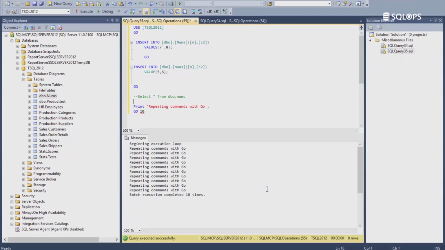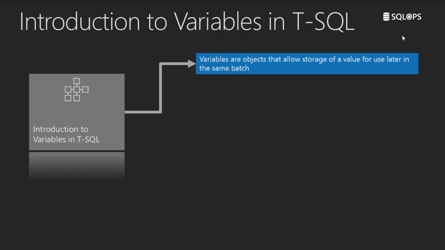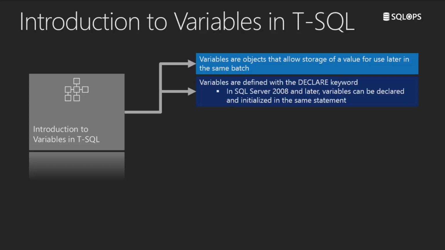Now that we've learned what batches are and how to work with batches in T-SQL, let's see what variables in T-SQL are. Variables in T-SQL are nothing but objects that allow temporary storage of a value for later use. We've already encountered variables previously in this course, and have used them to pass parameter values to stored procedures and functions. In T-SQL, before we can use a variable, it must be declared.